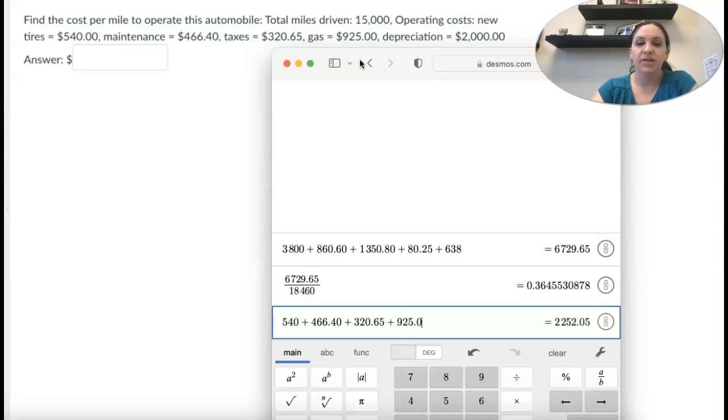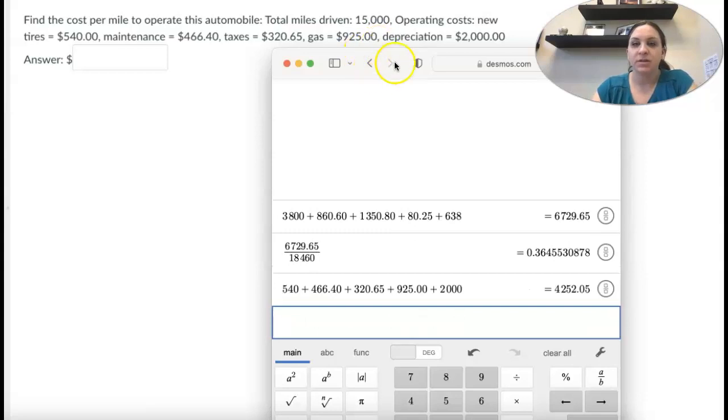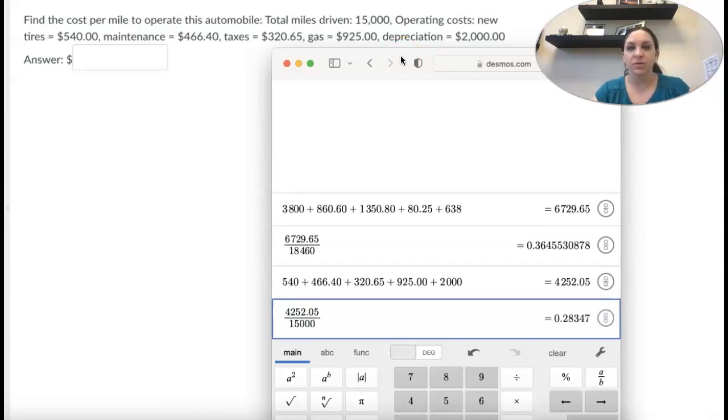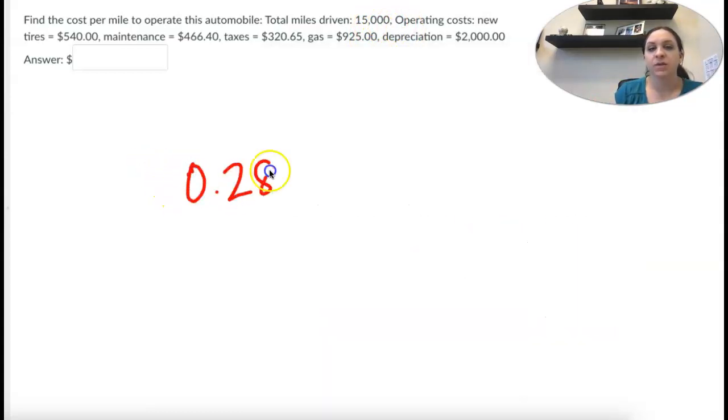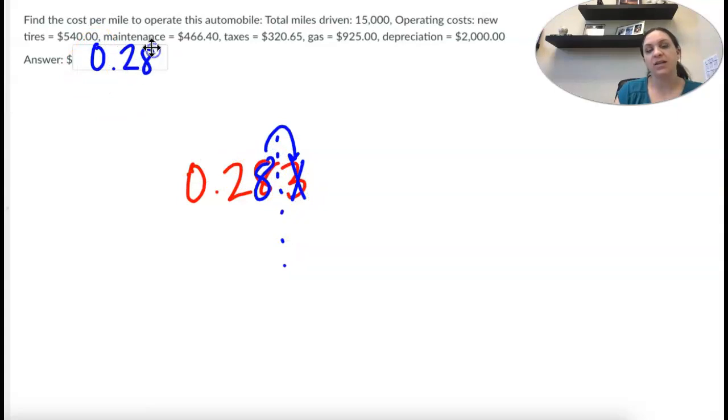Gas, $9.25. Depreciation, $2,000. So we want to take that value that we just got and divide it by how many miles we're going, which is 15,000 right here. So 0.283. And then remember, we're talking about cents. So only two numbers. Because that 3 is less than 5, this 8 stays the same. Okay, so 28 cents to operate the car.